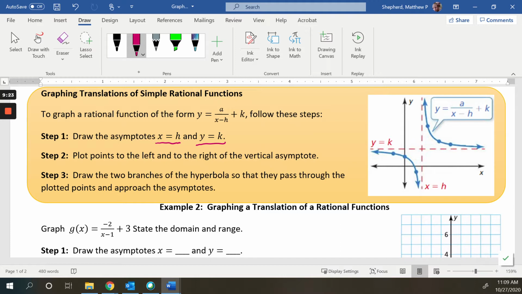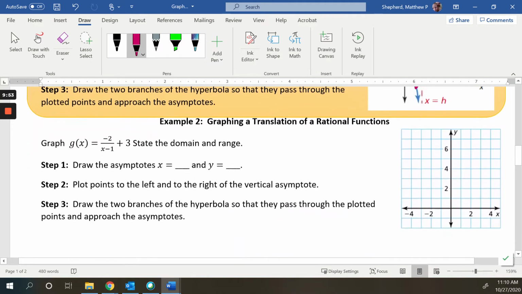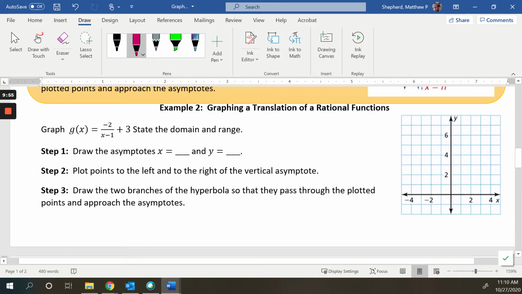So for step 2, after you've drawn the asymptotes, we're going to plot the points to the left and to the right of the vertical asymptote. That's what you see here. This person, in order to draw this graph, did about 3 points over here to the left of that vertical asymptote and about 3 points on the right of the vertical asymptote to give them a good idea of what the shape of this is going to be.